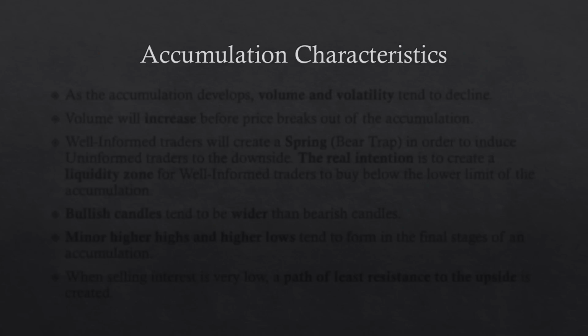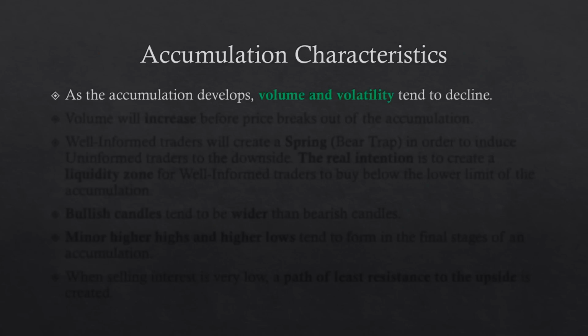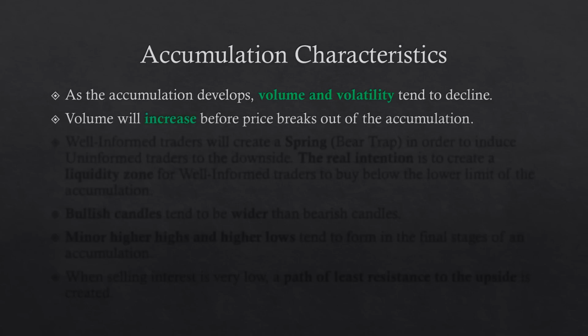As the accumulation range develops, there is the tendency for volume and volatility to decline, generally speaking. This happens because as time passes by and large traders absorb supply, there will be progressively less interest to the downside. Volume will increase before price breaks out of the accumulation range, which is one of the signs that can be used to anticipate the uptrend.